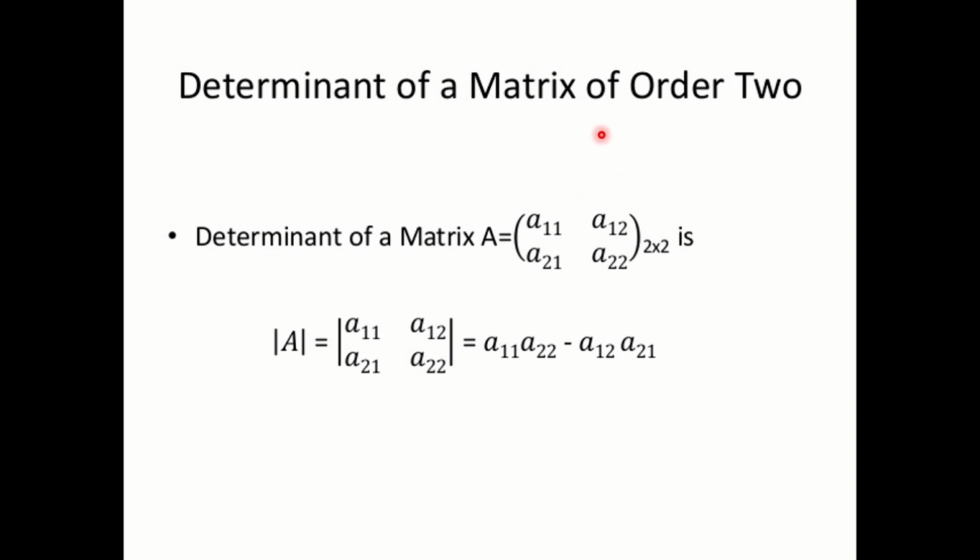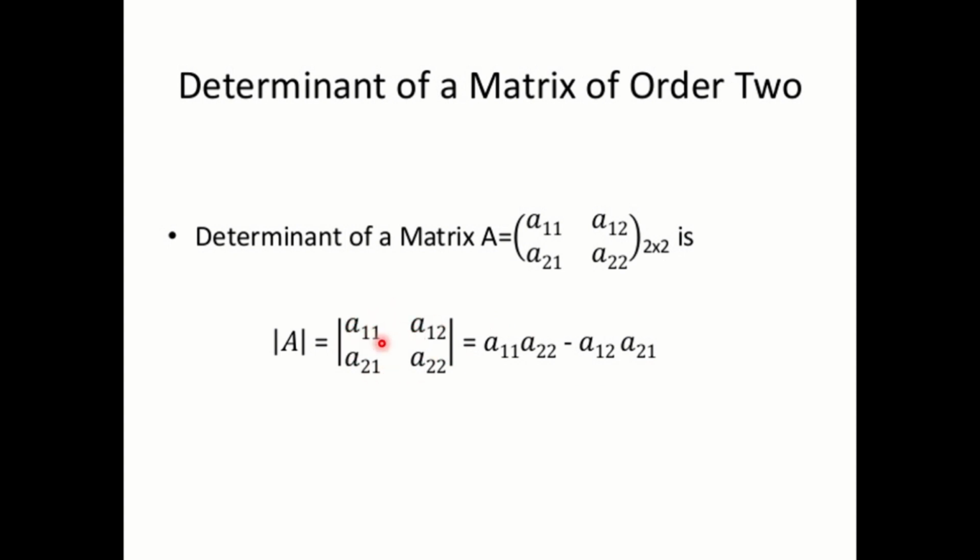Then determinant of order 2. Order 2 means there are two columns and two rows. Determinant of matrix A, A11, A12, A21, A22, we simply write down two vertical bars. Between the two vertical bars we write down all the elements of the matrix, and we call it a determinant. Here we can find out the value by multiplying and adding in a special way. This is the special way through which we can find out one single value for these four values.